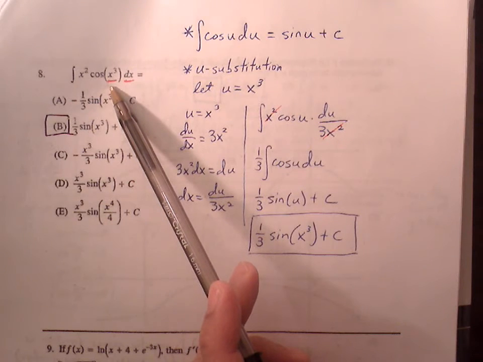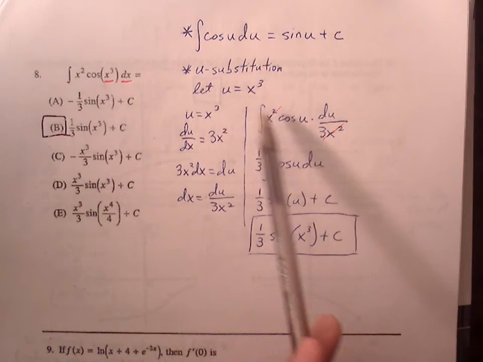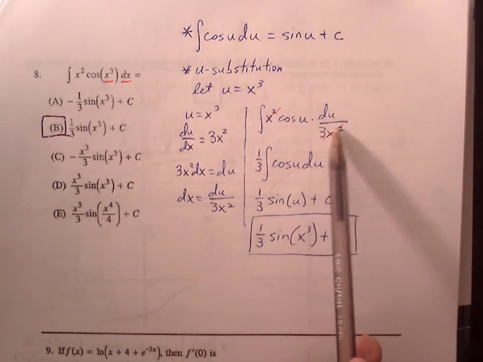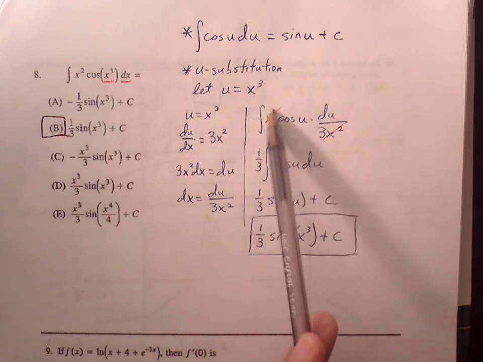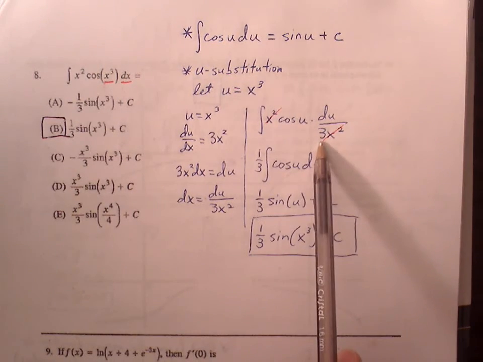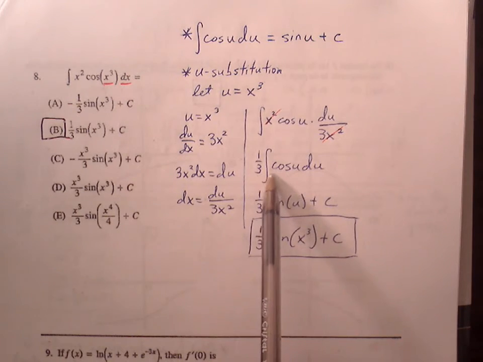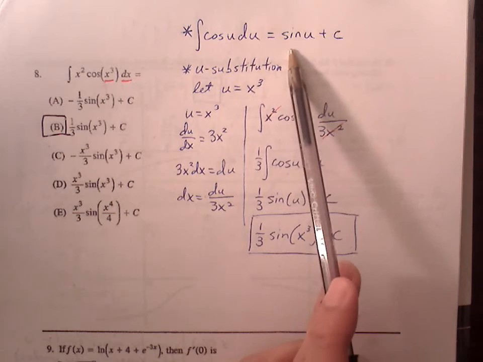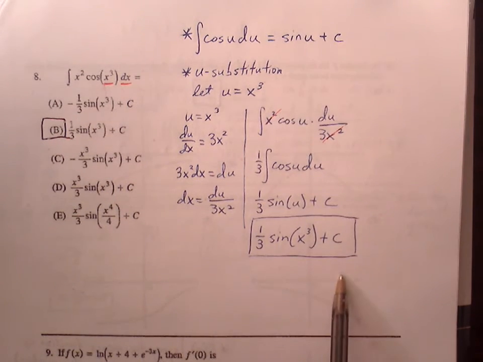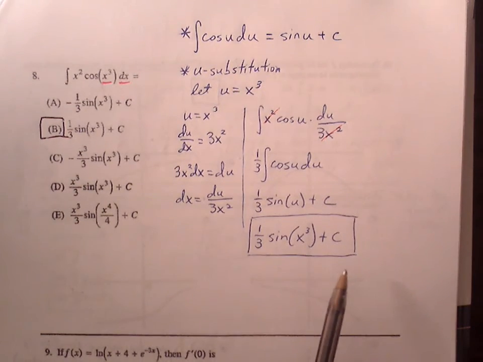So the parentheses gets replaced with u, the dx gets replaced with du over 3x squared, and we see that our goal is to get everything in terms of u. The x squared does cancel out. There's a leftover of 1/3, which is okay. We push that out in front. Once we get past that coefficient, the integral of cosine u matches the rule that is available to us. So we apply that to be sine of u plus c, replace the u back in terms of x, and we get 1/3 sine of x cubed plus c.